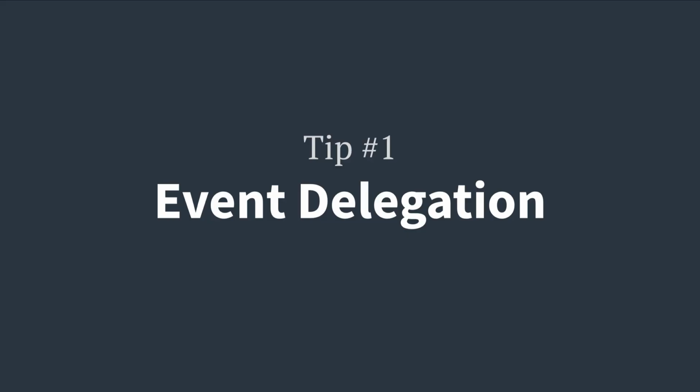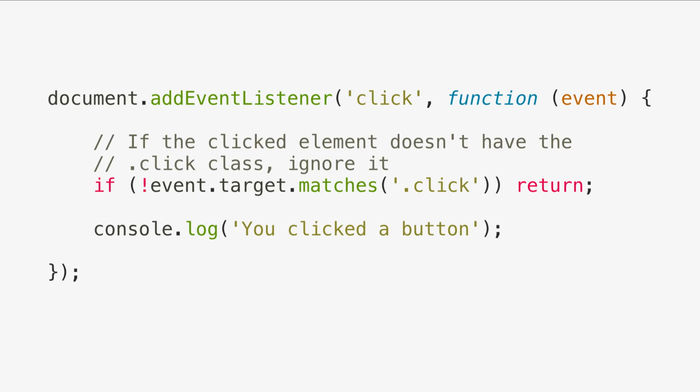Here are my 13 favorite web developer tricks. Tip number one, event delegation. If you need to listen for the same event on lots of elements, you can attach your listener to a parent element to catch all of them, and then filter out events that aren't on the element that you care about. Not only is this easier to manage as a developer, but it's actually better for performance.